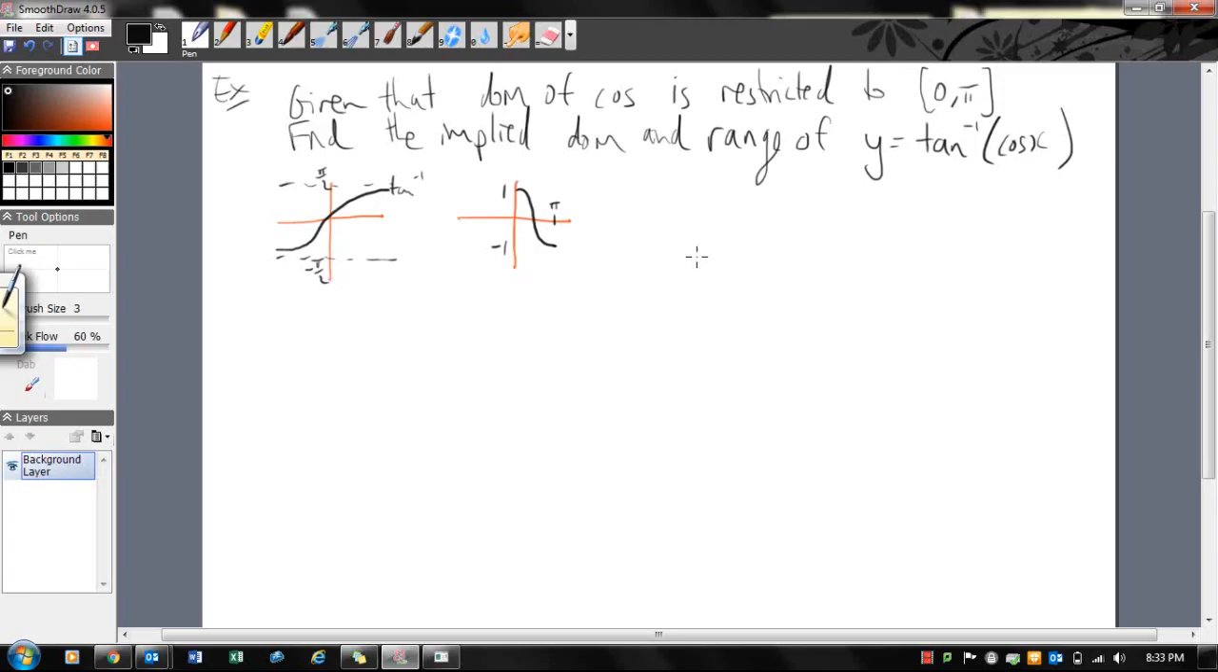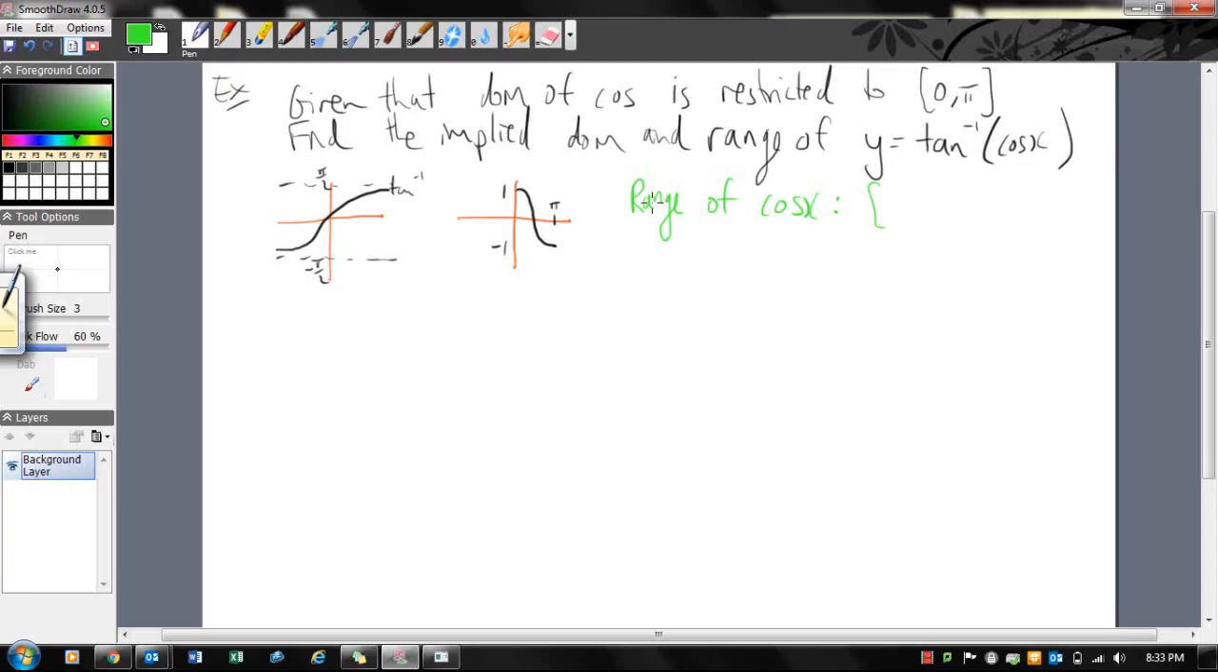So remember from the last video that for this to be defined, we need the range of the inside function to intersect with the domain of the outside function. So let's just write those two things down. Firstly, let's have a look at the range of the inside function, the range of cos x.